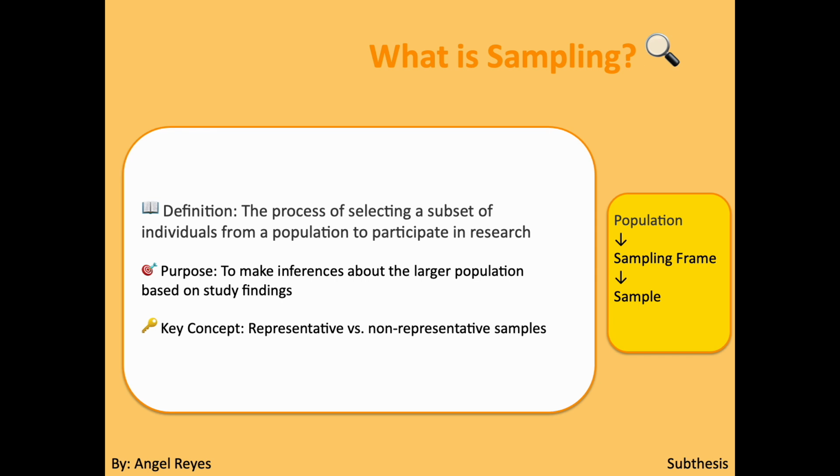Sampling is selecting a subset of individuals from a population to participate in research. Your purpose? Making inferences about the larger population based on study findings. We can't study everyone, so we must be strategic about who we include. The critical distinction is representative versus non-representative samples. Representative samples reflect population characteristics. Non-representative samples may be skewed, limiting your conclusions.